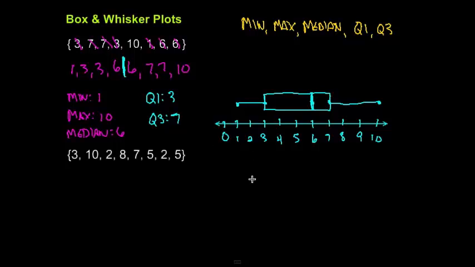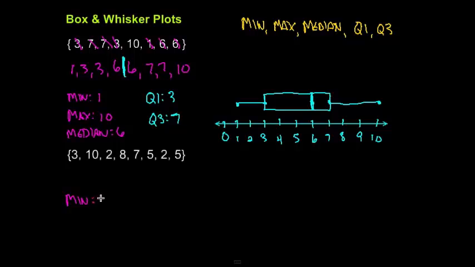All right, let's look at this next example. In this case, again, we want to find the 5 different points which will allow us to put together our box and whisker plot. So let's start with the minimum. The minimum is the smallest one. It looks like 2. So my minimum is 2.